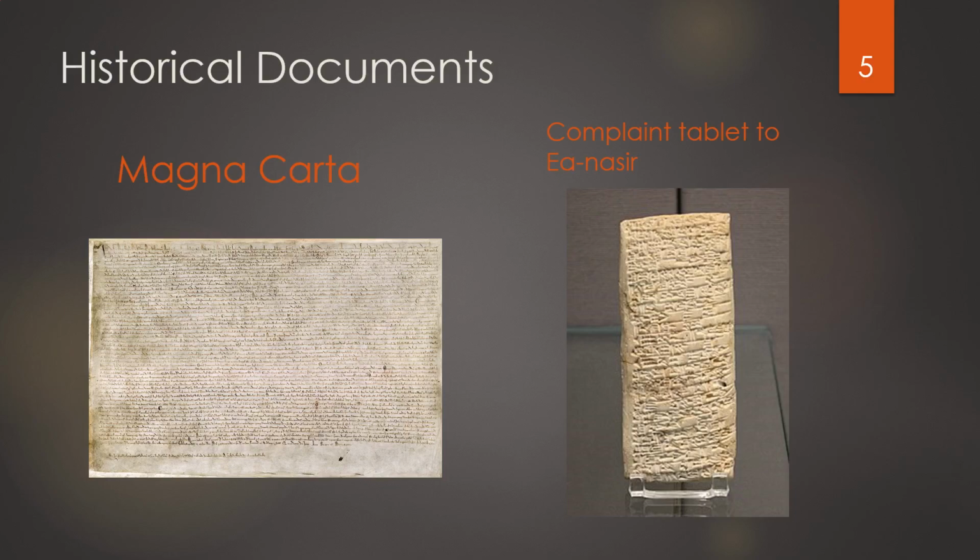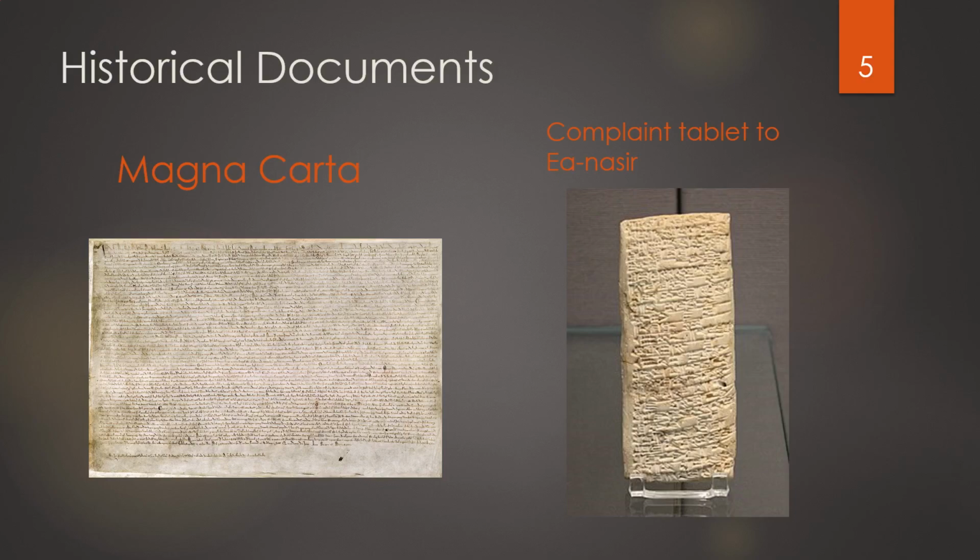Of course, we've got historical documents. Examples of historical documents might be like the Magna Carta, which is a government political decree, or the Complaint Tablet to Ea-Nasir. That is one that I love. It is a tablet where someone is complaining about a trade that they made with a person named Ea-Nasir. The guy had promised good quality metal ingots, and what he delivered was not good quality metal ingots.